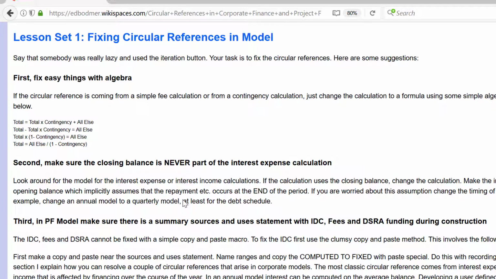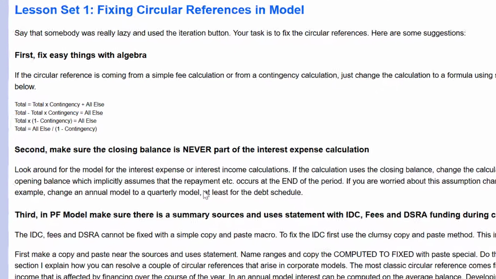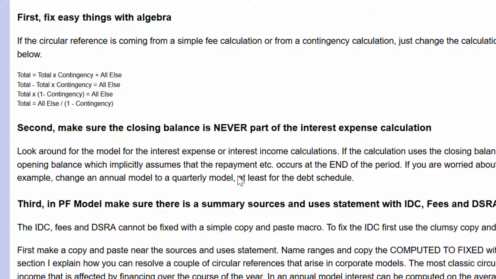And then the next thing they had is a circular reference. Unbelievable. They put the interest rate as the average of the opening and closing balance. Never, ever do that. It's so much easier. I'm sorry, I get emotional about this. It's so much easier to structure the model with monthly construction and quarterly or semi-annual repayments. That's why you do it.